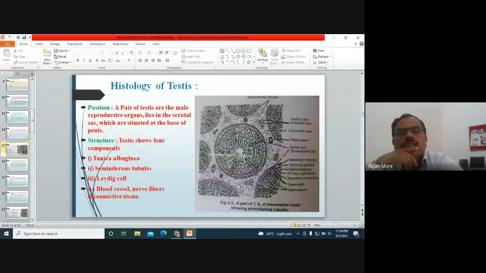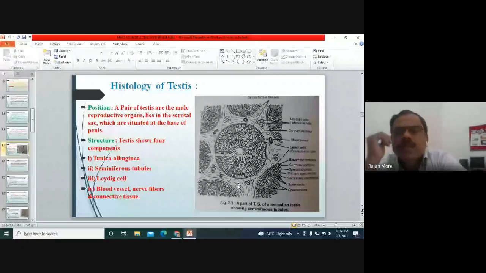Then we have to teach the histological structure of the testes in the transverse section. That is the seminiferous tubule, the stages, that is the primary spermatocytes, secondary spermatocytes, etc. Then the Sertoli cells as well as the Leydig cells in the section. Finally, the major four components in the structure, that is the tunica albuginea, the seminiferous tubule, the Leydig cells called the interstitial cells.